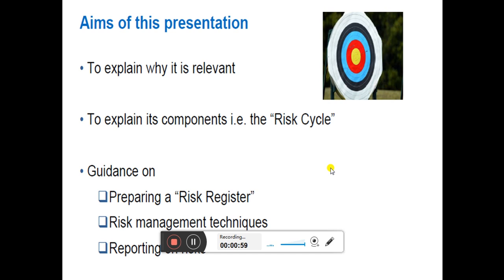Now, what are the aims of the presentation? They explain why risk is involved and how it is relevant. Then we go for the risk cycle, then preparing the risk register, then management, and reporting on the risks. Okay. Now, if we think about how risk management will be done, the guidelines are out there. First we look at the next picture, then we go for it.